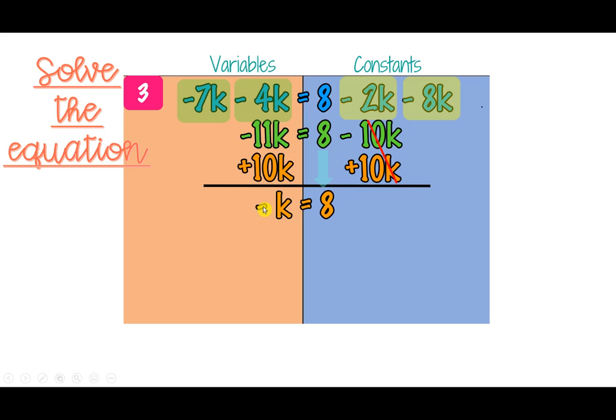It's not isolated because it has a negative 1 in front of it, that magic 1. So the inverse of multiplying by negative 1 is to divide by negative 1. Negative 1 divided by negative 1 cancel, and k is equal to negative 8.